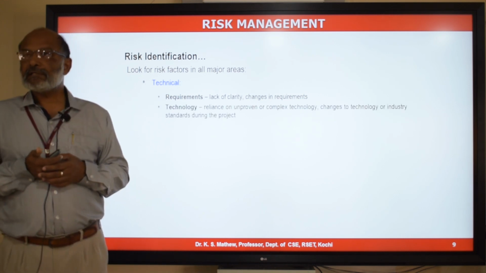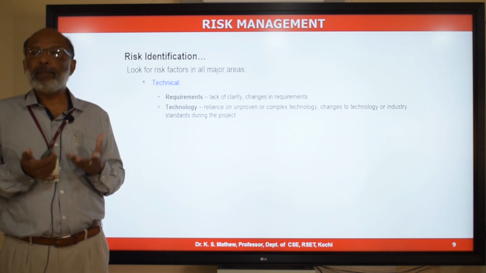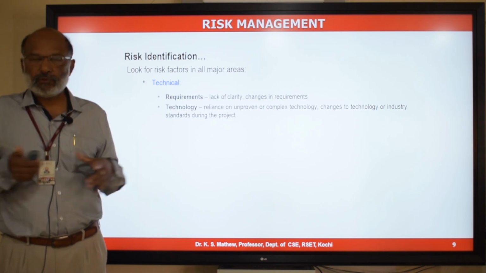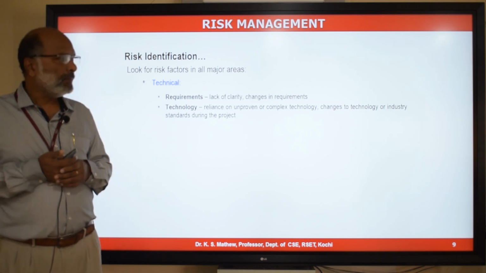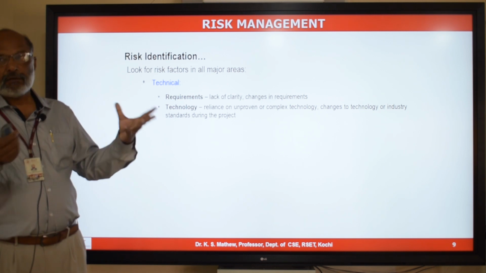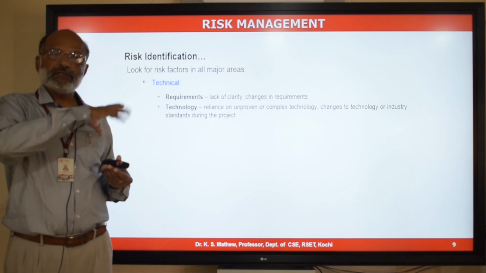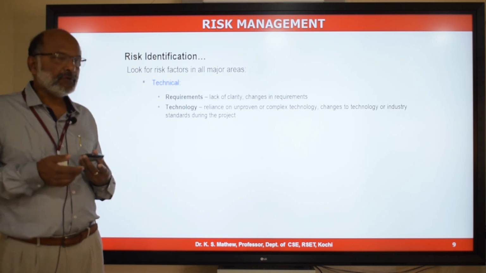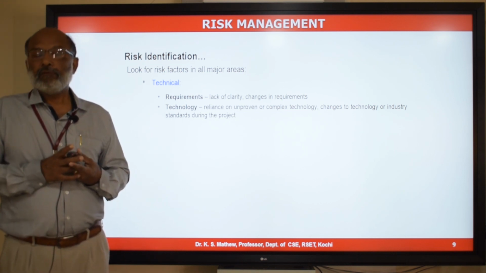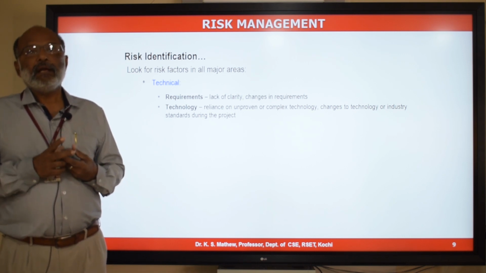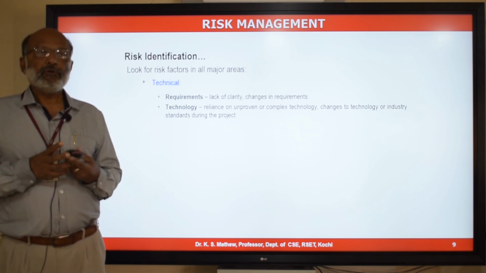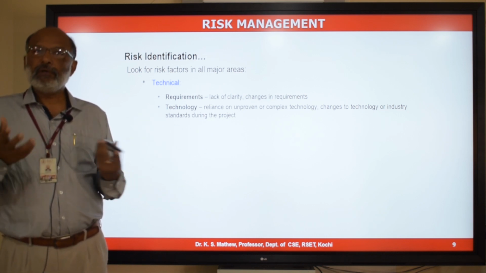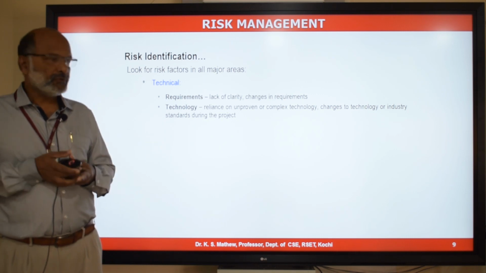And then there could be risk related to technology. You may be using an immature technology, a new technology, which is having a problem, which is not mature. Because of that, it may lead to a risk in the project. Changes in technology during the project. You started with one version of, say, the .NET platform, and during the project, Microsoft has come up with a new version of Microsoft .NET, and the customer wanted to use that new version. When you start using that new version, you find that there is a lot of inherent bugs in the new version, which will lead to a risk in the project. So you need to manage those risks as well.